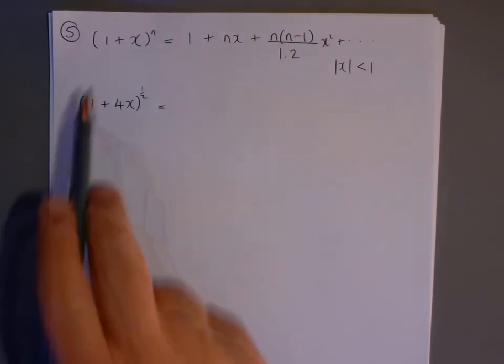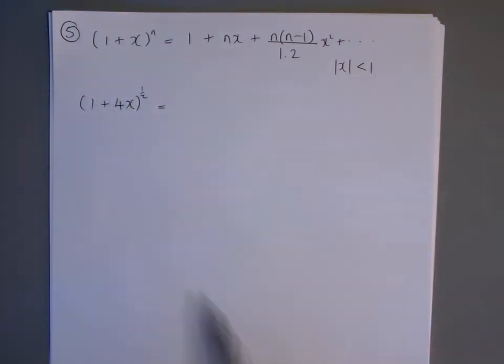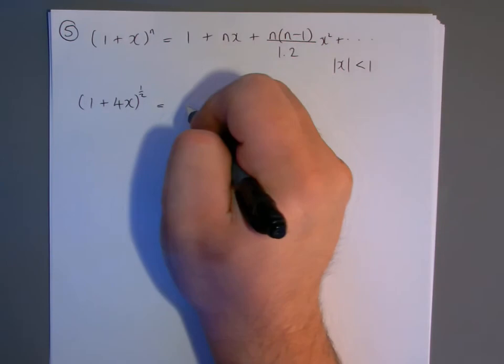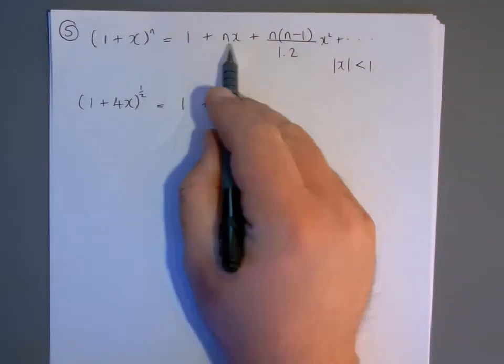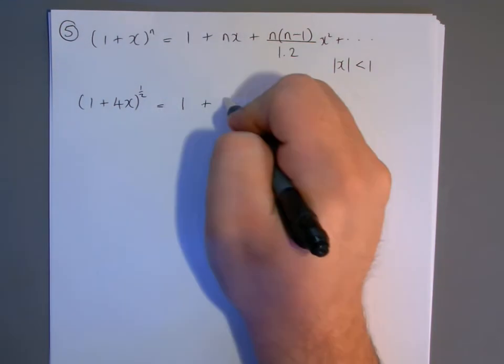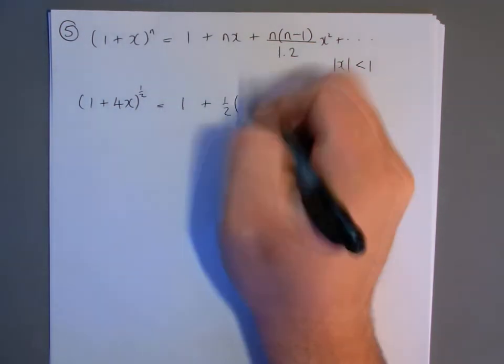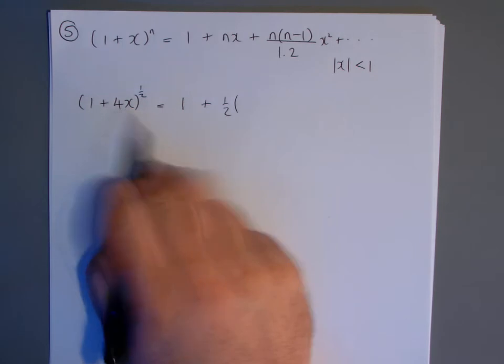Okay, so we're asked to expand this here. So we take from the formula booklet again the binomial expansion, and we'll substitute in. So we have 1 plus... the power then is a half. x then is the term here, which is 4x.